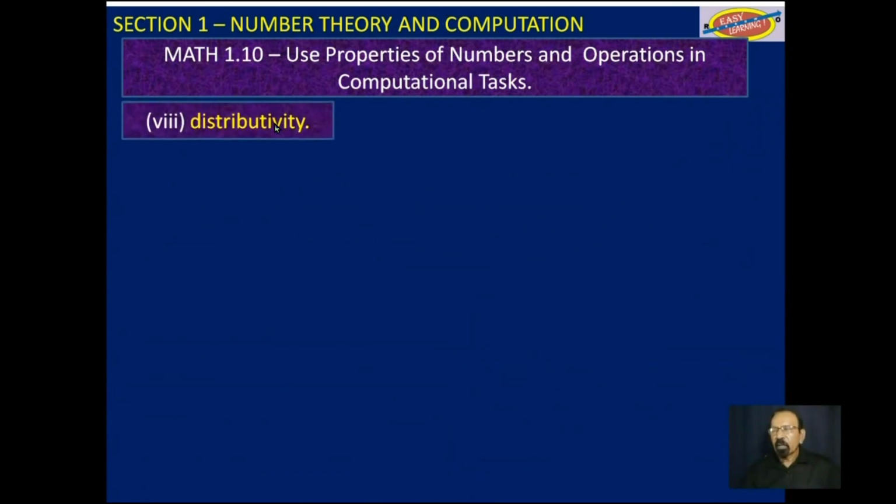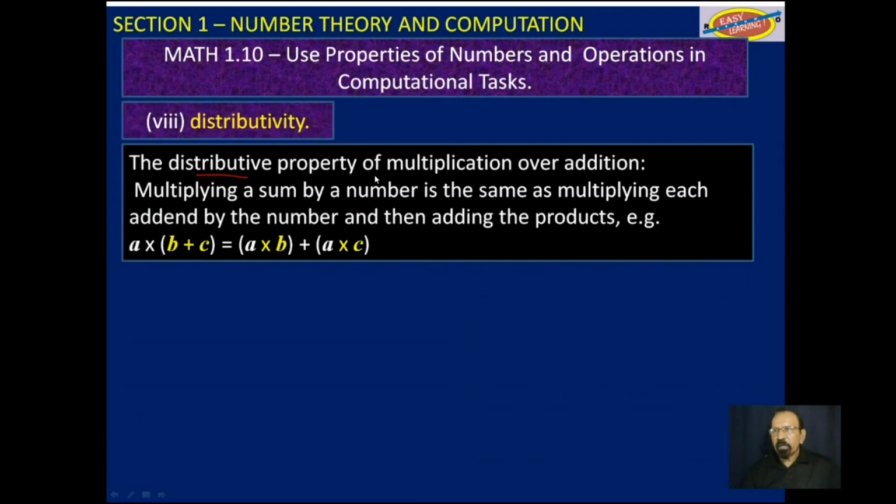Distributivity. Now, the distributive property, multiplying a sum by a number, is the same as multiplying each addend by the number and then adding the products. For example, if you add B and C first and then multiply by A, you will get the same answer if you multiply A by B first, which is this, and then you multiply A by C next, which is that, and then you add them.